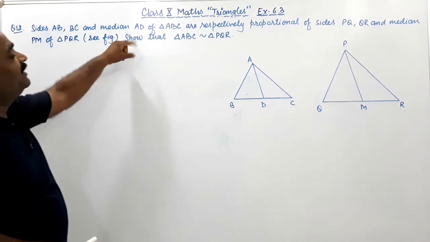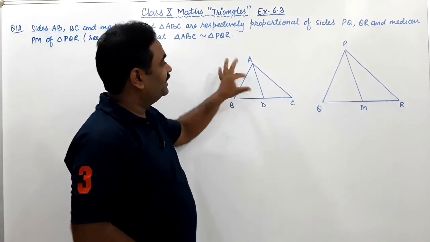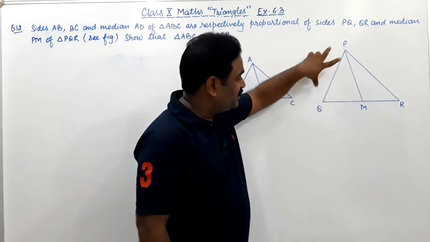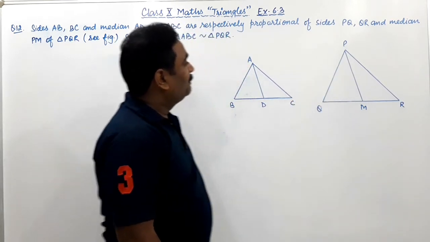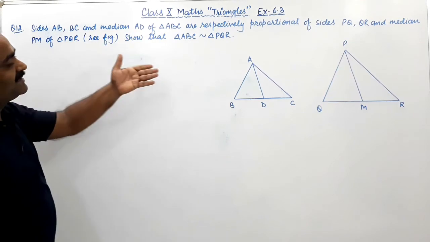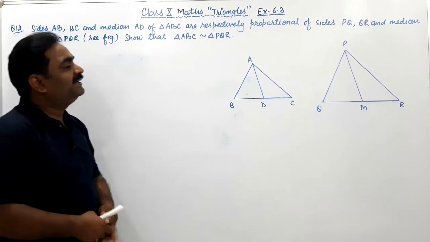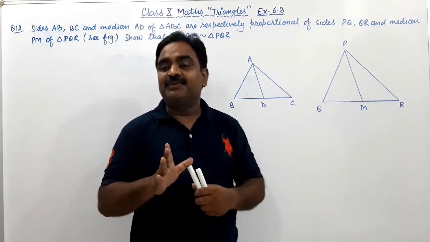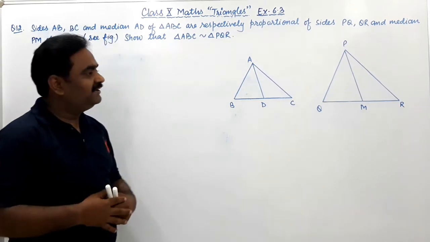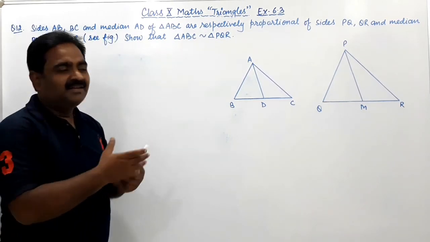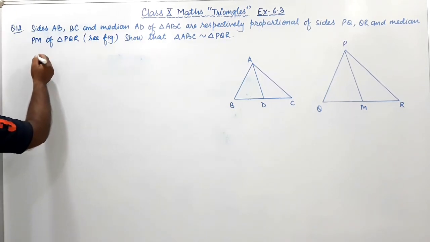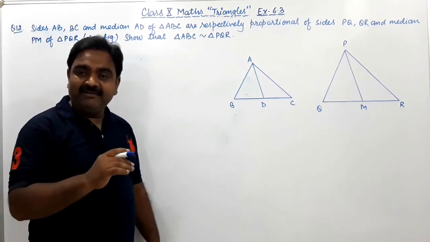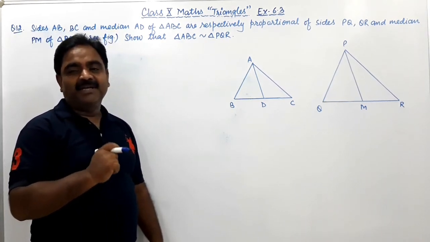Sides AB, BC and median AD of triangle ABC are respectively proportional to sides PQ, QR and median PM of triangle PQR as shown in the figure. Then show that triangle ABC is similar to triangle PQR. Right friends? So first of all you need to write down data, means which is given in triangle ABC and in triangle PQR. So let's write it down.